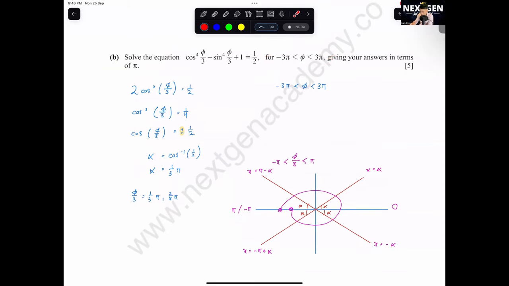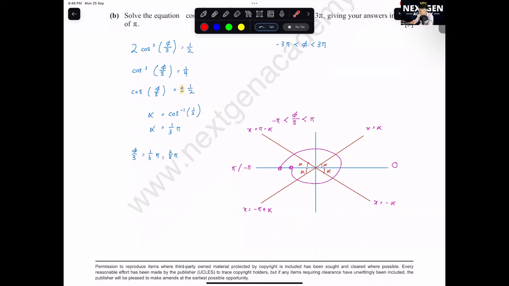But I don't like to do it that way, because in a way you're not really understanding the proper way on how to do this question. So here, I'm just going to go to the negative side in the fourth quadrant, which is negative 1 over 3 pi, and then negative 2 over 3 pi. Multiply the whole equation by 3. Here will be pi, 2 pi, negative pi, and negative 2 pi.